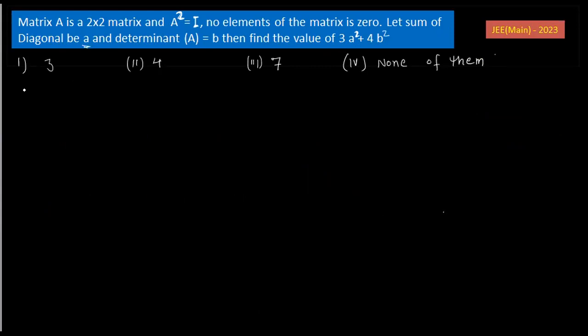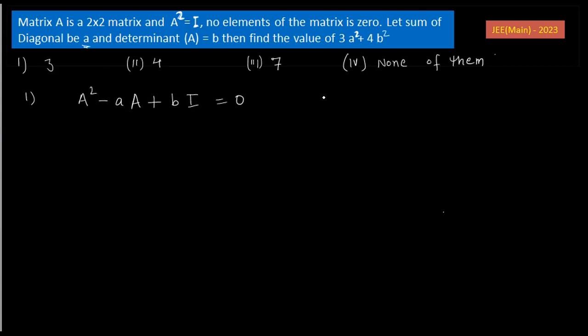Please remember, the characteristic equation of a 2 cross 2 matrix is given by A square minus trace of A times A plus determinant times I equal to 0. Trace is nothing but the sum of the diagonal elements, and it is given that the sum of the diagonal is small a, and here diagonal means principal diagonal. This is the characteristic equation of a 2 cross 2 matrix.